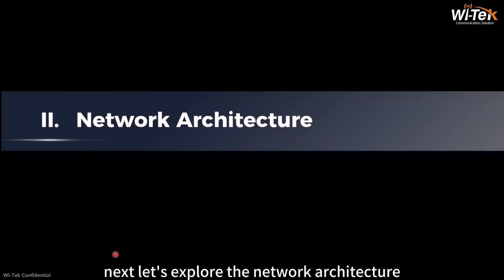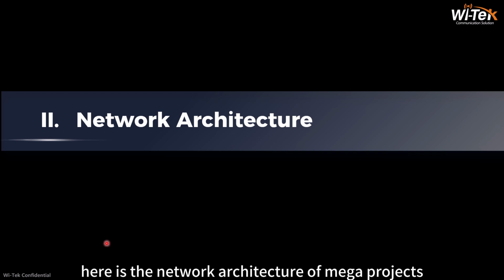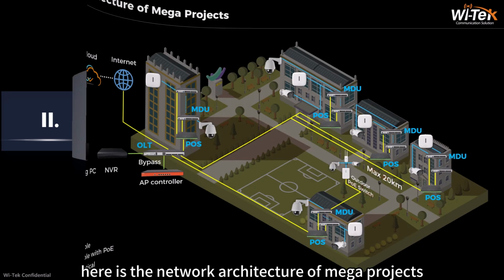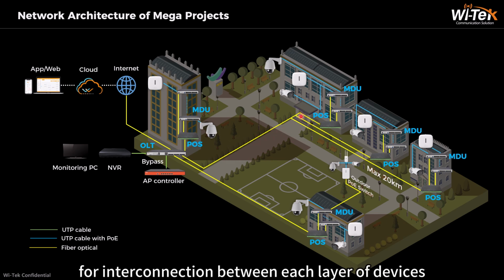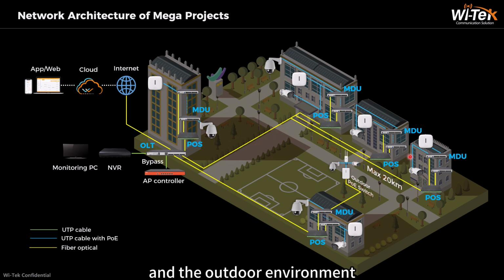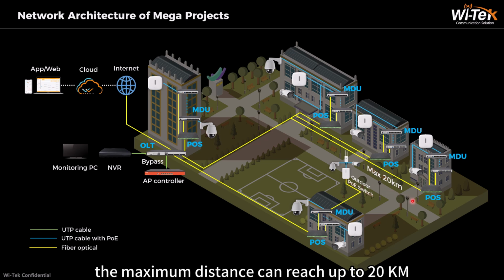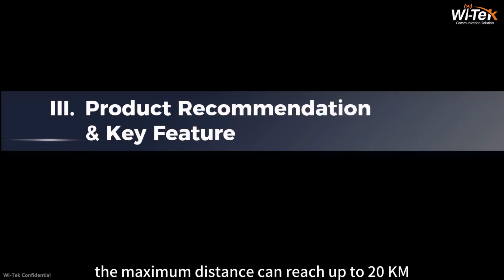Next, let's explore the network architecture. Here is the network architecture of mega projects. Using fiber optics for interconnection between each layer of devices, and the outdoor environment, choose our outdoor PoE switches. Using fiber optics, the maximum distance can reach up to 20 kilometers.